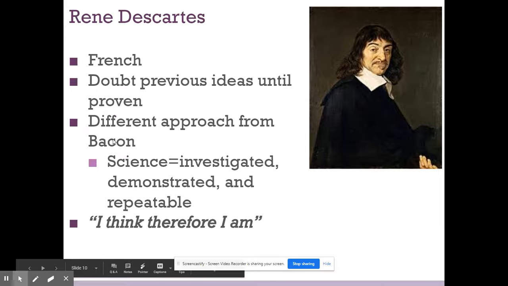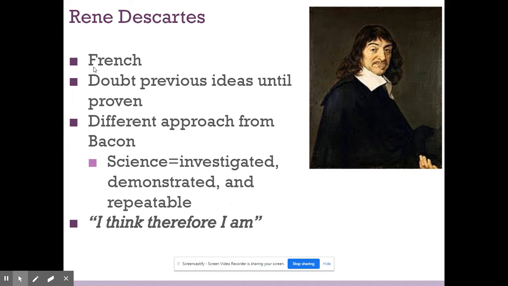Along with him is Rene Descartes. He's French. And he says you have to doubt all previous ideas. You have to doubt everything until it is actually proven. So you want to, even like a simple thing like the wind, you want to doubt that there is such a thing as wind until you can prove what it actually is. And he has a slightly different approach from Bacon. He says that science has to be investigated, demonstrated, and repeatable. And if you combine their two ideas, you get our modern scientific method.